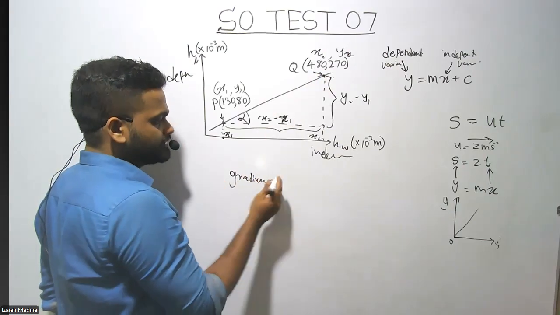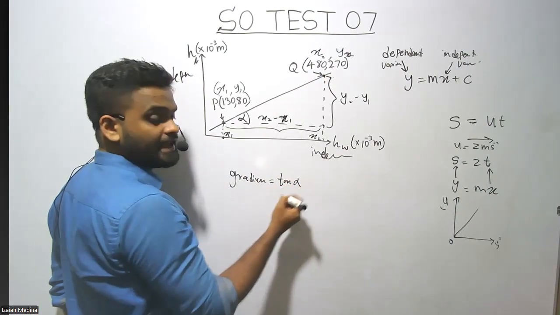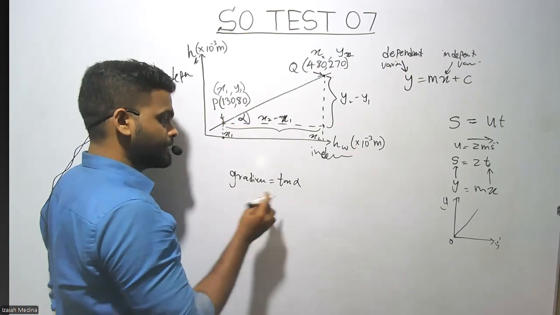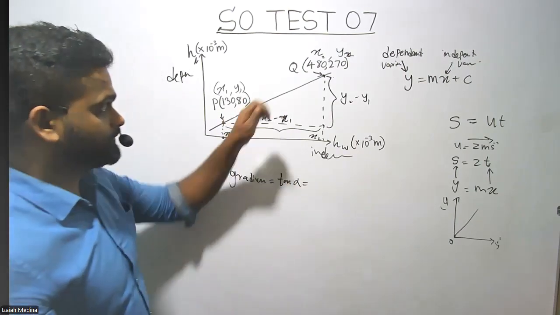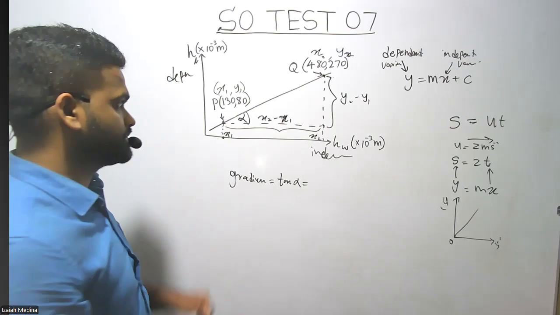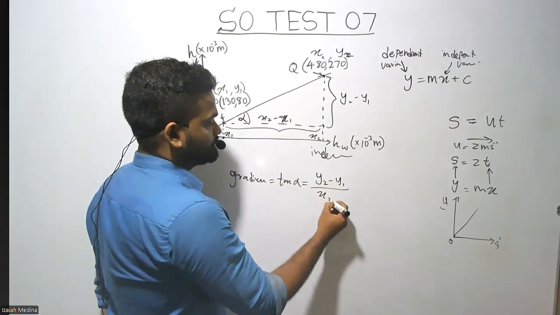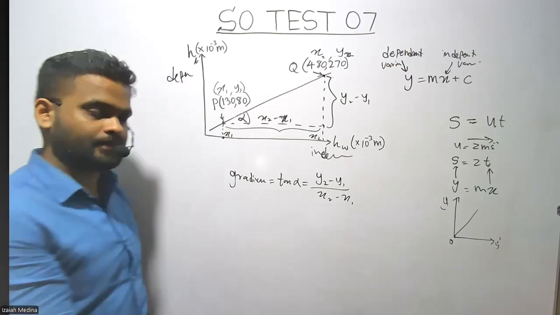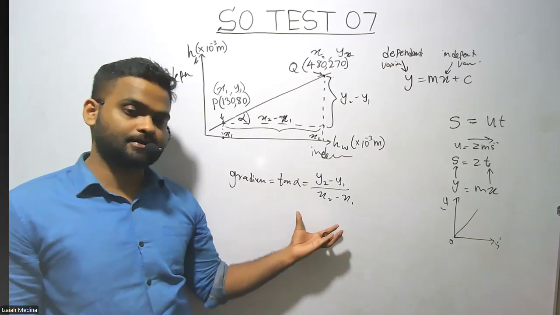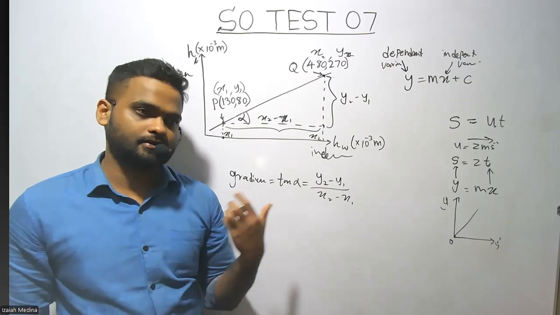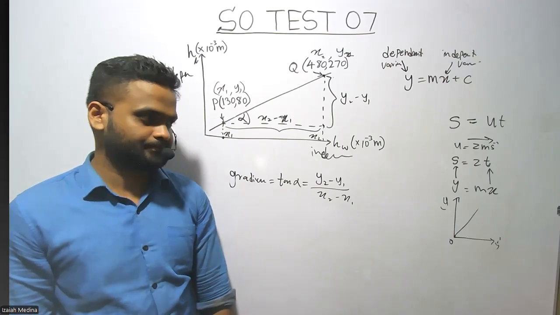Now this gradient is equal to tan alpha, tan of this angle. Right? So tan alpha is what? Opposite divided by adjacent. So y2 minus y1 divided by x2 minus x1. So these are simple steps. This is how you find the gradient. It is simple as that.